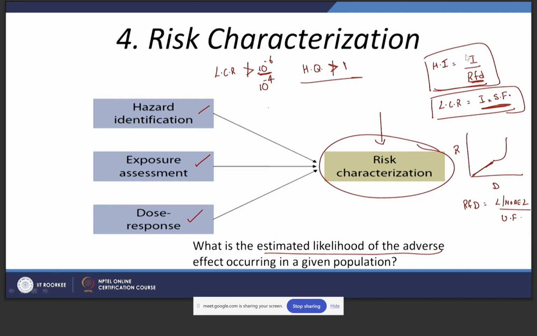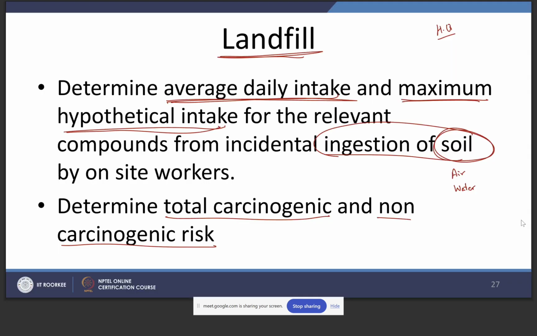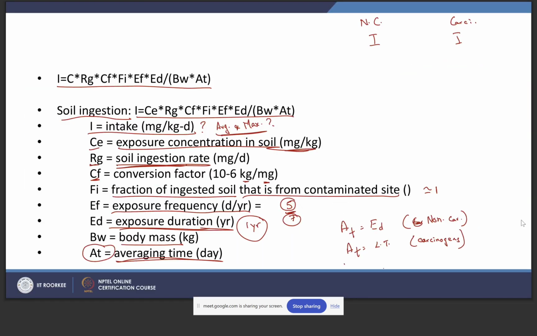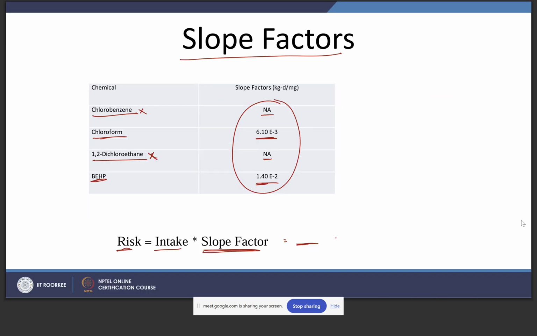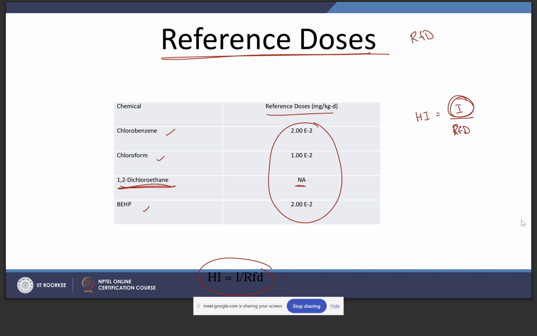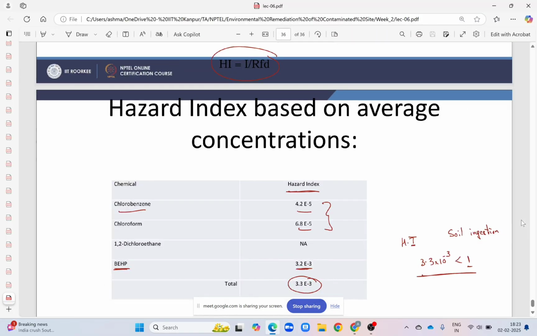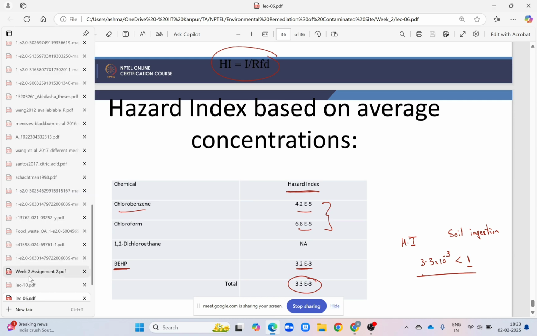And this reference dose for the non-carcinogens is found based on NOEL or LOEL divided by some uncertainty factor, which I've seen earlier. So again, an example is given, so we will skip this. Examples for both carcinogen and non-carcinogen are given, so we will see examples while solving the numericals. So this was the first lecture.